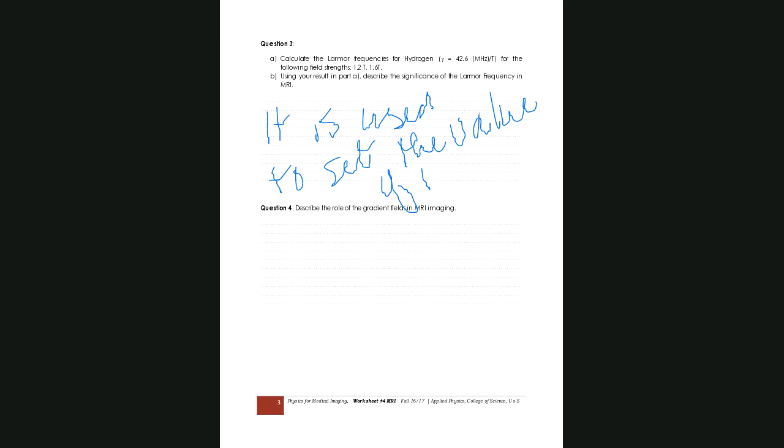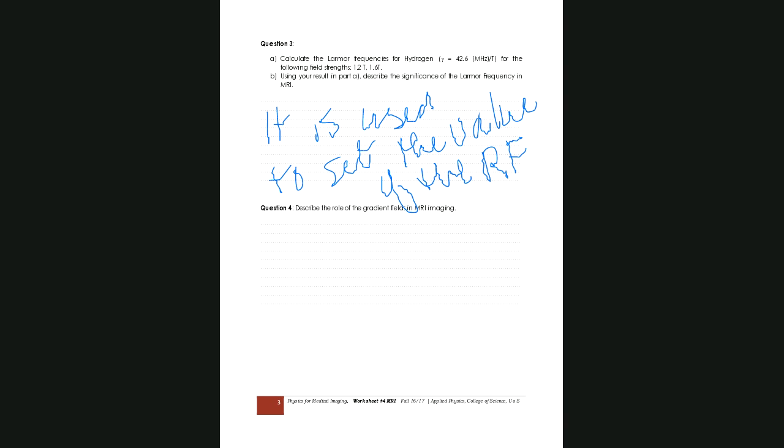It is used to set the value of the resonance frequency. Okay, that's what it's used for.